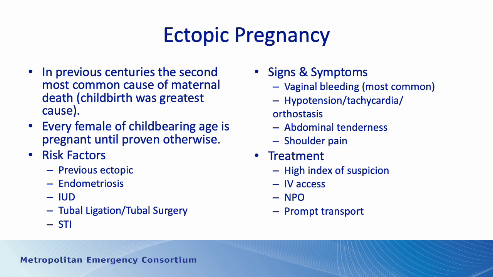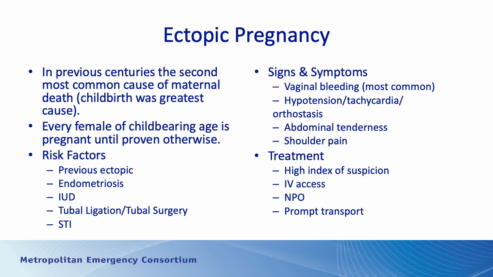So it's not pain, it's vaginal bleeding. Patients can develop hypotension, tachycardia, or orthostasis if there's rupture of the ectopic or if there's bleeding from the ectopic. I mentioned that ectopics were the second leading cause of maternal death in the past. That's because these things can rupture and the patient bleeds out, and bleeds out quickly. These patients may have abdominal tenderness, particularly in the suprapubic area, and if they have enough blood in their abdomen, if it goes up under the diaphragm, they can have shoulder pain.